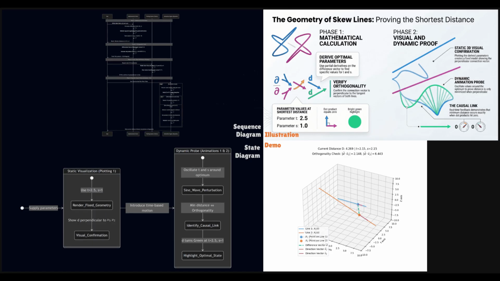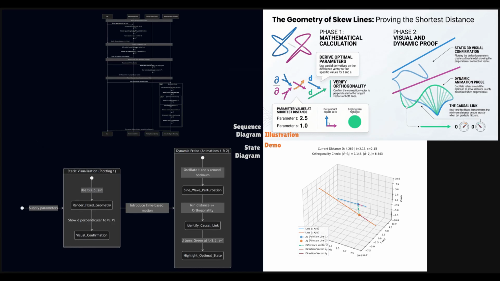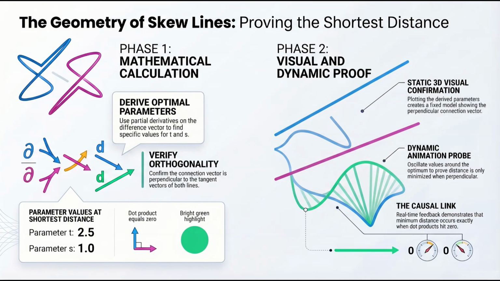The distance between the points reaches its absolute minimum. The connection vector becomes perfectly perpendicular to both lines simultaneously. A visual signal, a bright green highlight, triggers to confirm that the optimal state has been reached.